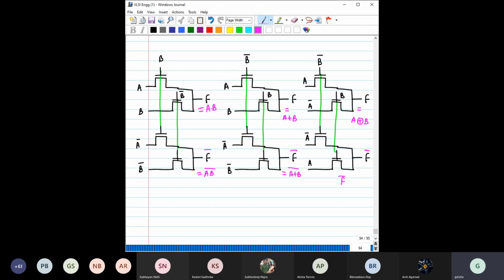Both complementary data inputs and outputs are available. So you can see both A bar, B bar are available, so basically all complementary inputs are available. All complementary outputs are also available. See here, this F bar, like for all of them.